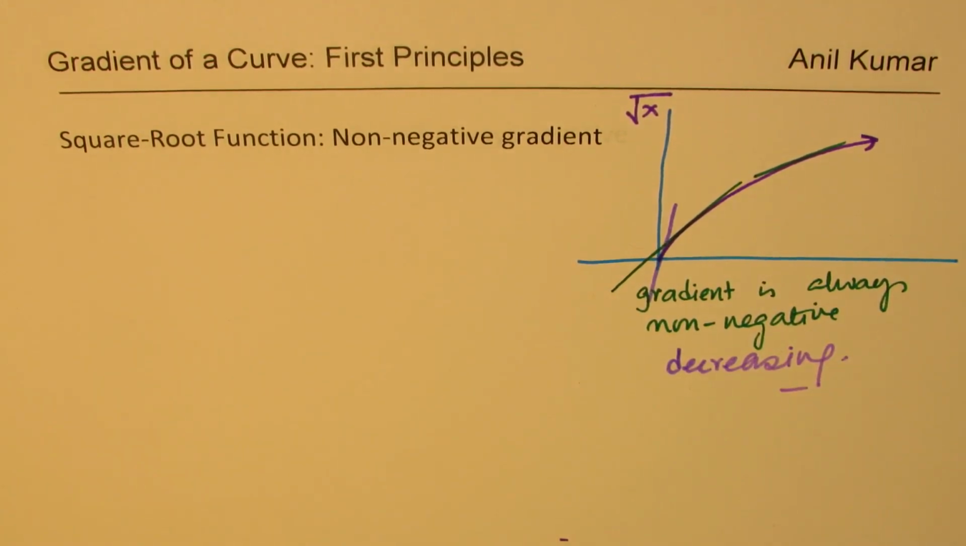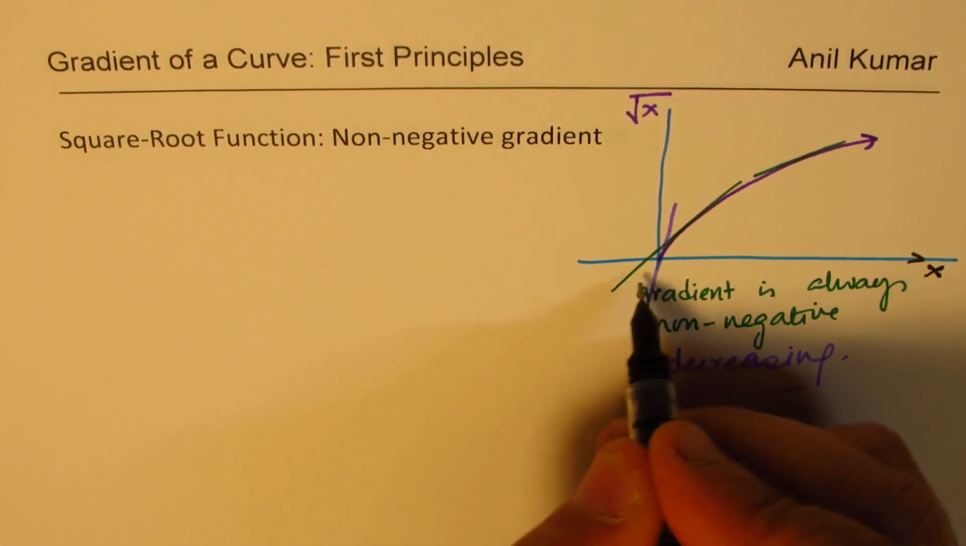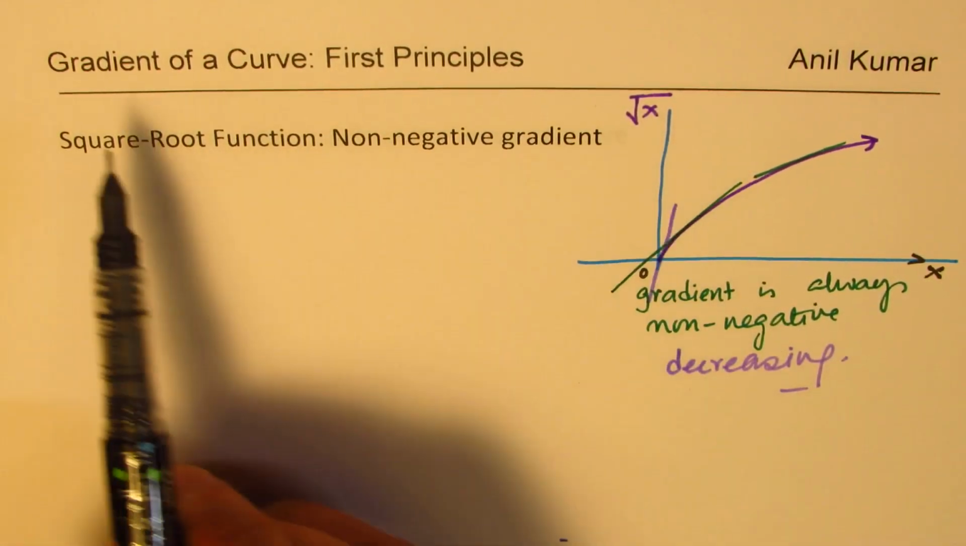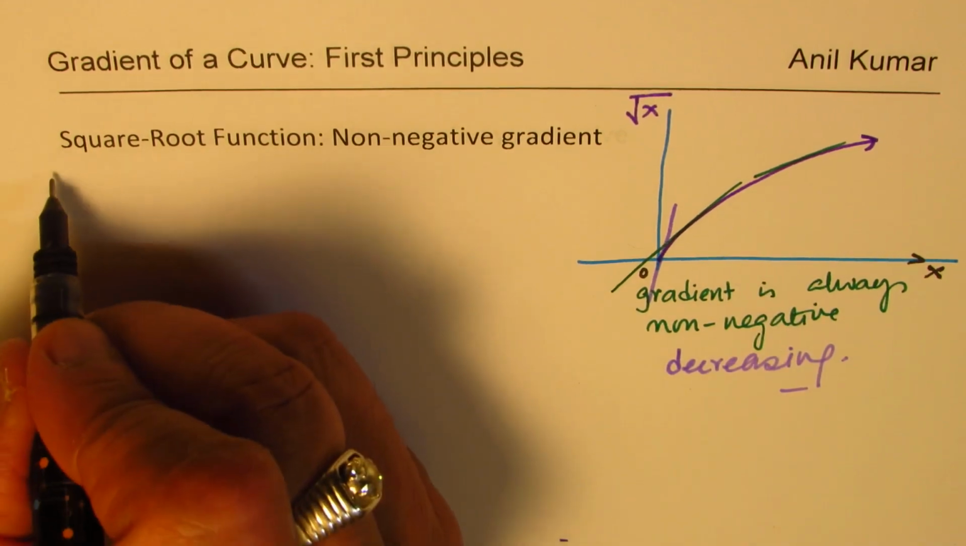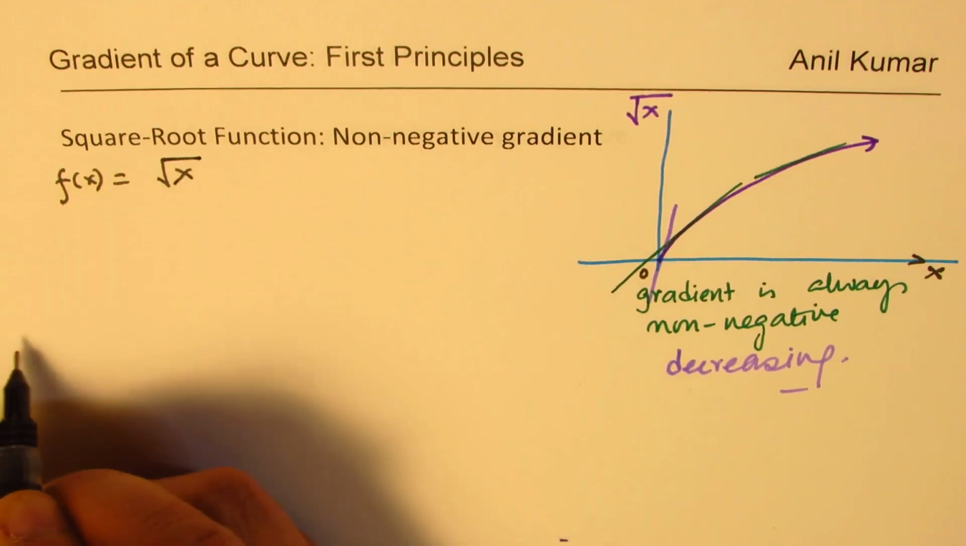That is what we see when we sketch the graph. Now the idea here is to prove it algebraically. That's the whole idea, right? So we are going to use the first principle to prove that the gradient is non-negative for a square root function. So let's say that the function f of x is given to us as square root of x.